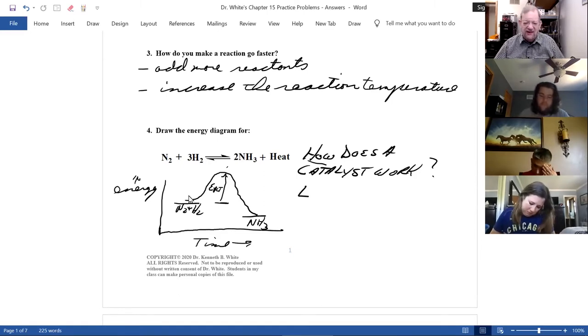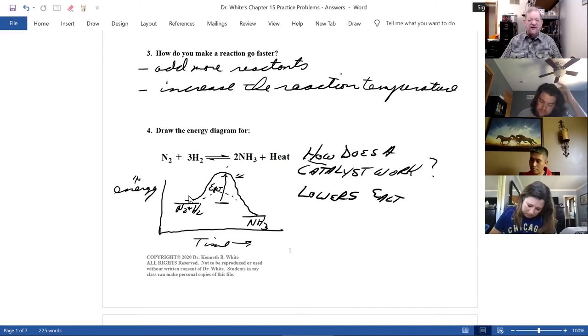How does a catalyst work? It lowers the activation energy. What it does is make this hill lower, so it's easier to get over and the reaction goes quicker. A catalyst speeds up the reaction rate, and it does that by lowering the activation energy.